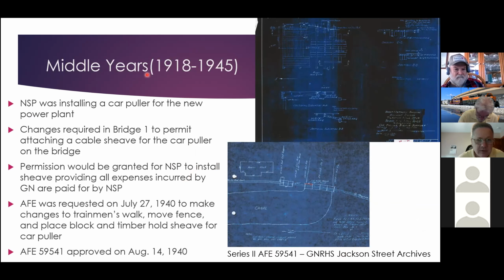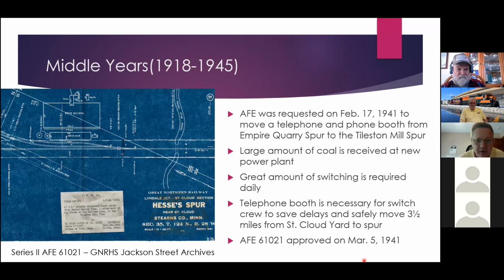The next AFE was for installing a car puller for the new power plant to pull the cars, but where they wanted to attach the cable sheave was on the bridge, so they had to strengthen the bridge. And so NSP granted permission for them to install it, and they paid for all the expenses, but they had to change the trainman's walk, move the fence, and place a block and timber for the car puller to pull cars back and forth underneath the unloading area. So they put a new bridge, and within less than a year, we're modifying it.